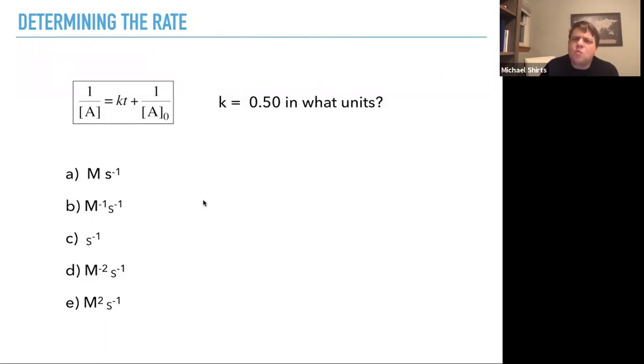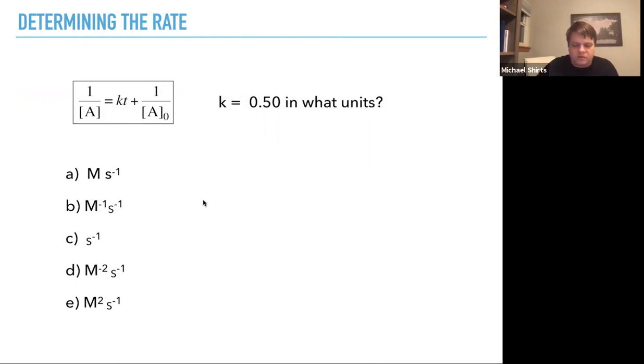All right, we're back. What are the units? Well, there's a couple ways to do it. You could just remember what the units are for a second order rate law. That's one way to do it. But if we don't remember that, can we work this out from the data we have? Well, yeah, because we have this equation that has to have equality. We know that concentration is in molar.